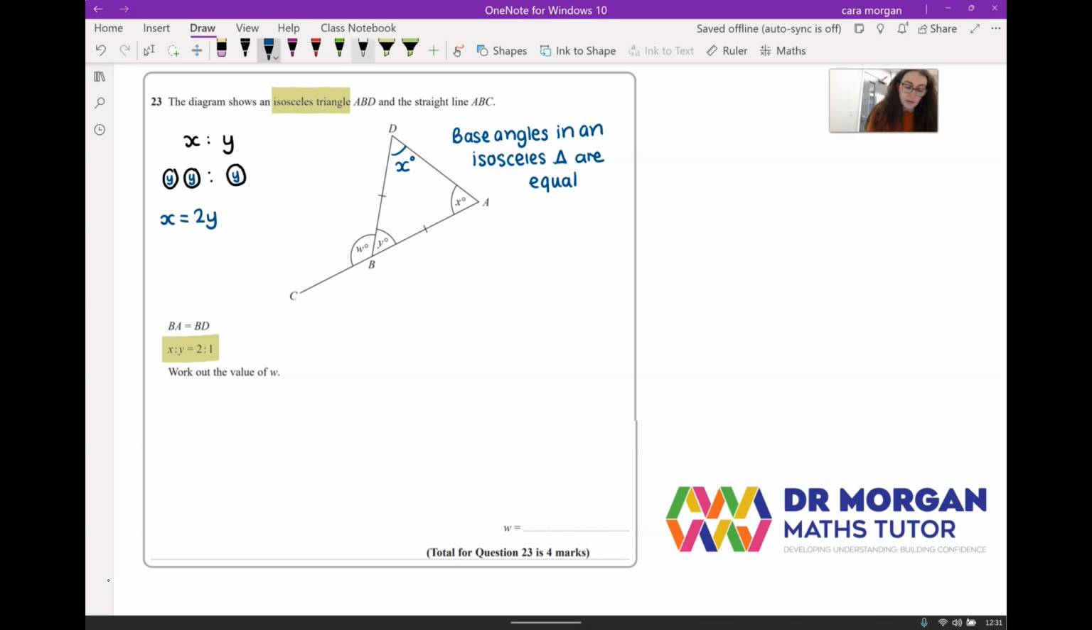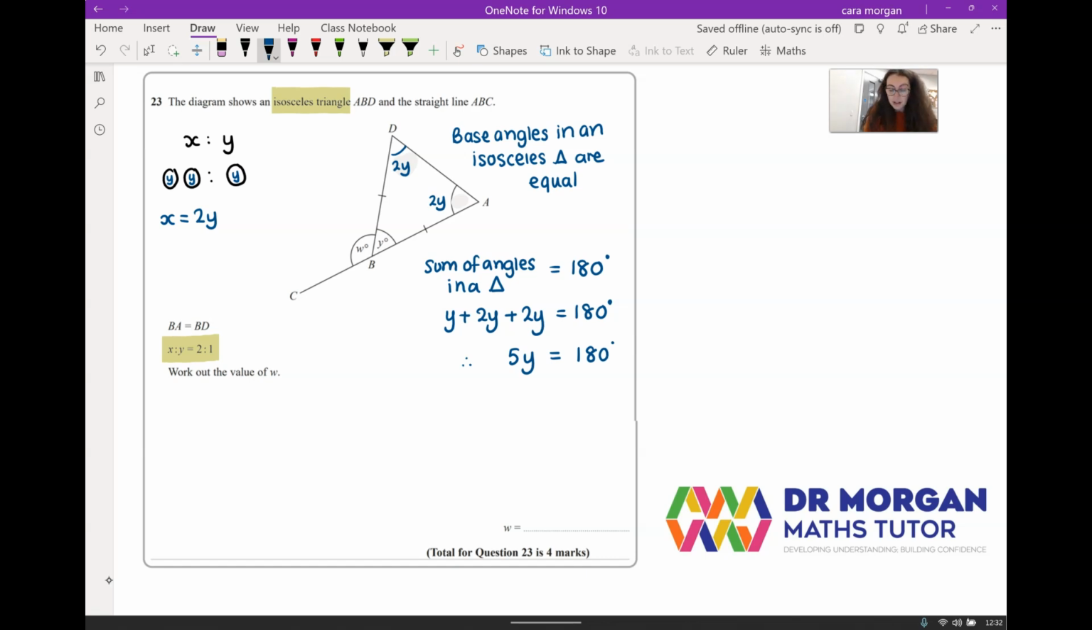So instead of writing x as those angles, I'm going to replace both of those x's with 2y. And that means that I've only got one letter in that triangle rather than 2 different letters. Because I know that the sum of the angles in a triangle is 180 degrees, which I'm going to write down here, I can see that y plus 2y and another 2y must be equal to 180 degrees, and that tells me that 5y is equal to 180 degrees.